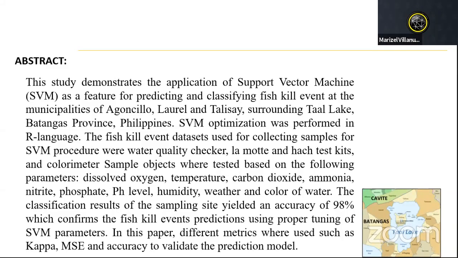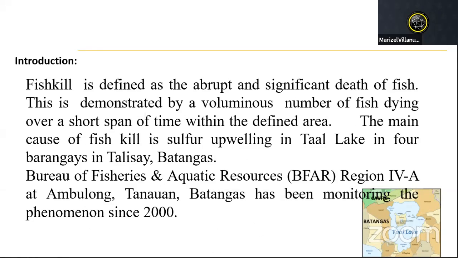So the classification results of the sampling site yielded an accuracy of 98%, which confirms the fish kill event prediction using proper tuning of the SVM parameters. In this paper, different metrics were used such as kappa, MSE, and accuracy to validate the prediction model. So in my introduction, fish kill is defined as the abrupt and significant death of fish. This is demonstrated by a voluminous number of dead fish. The scope of this study is more on Taal Lake, okay?